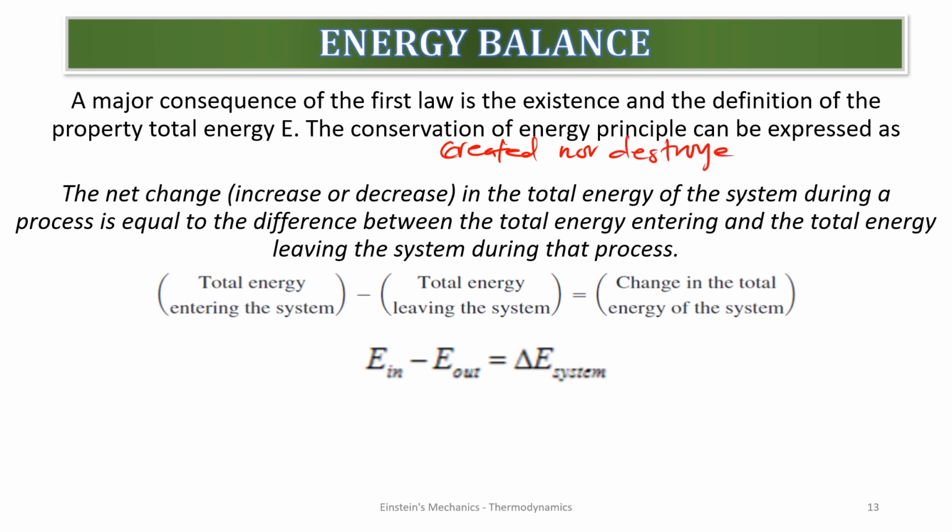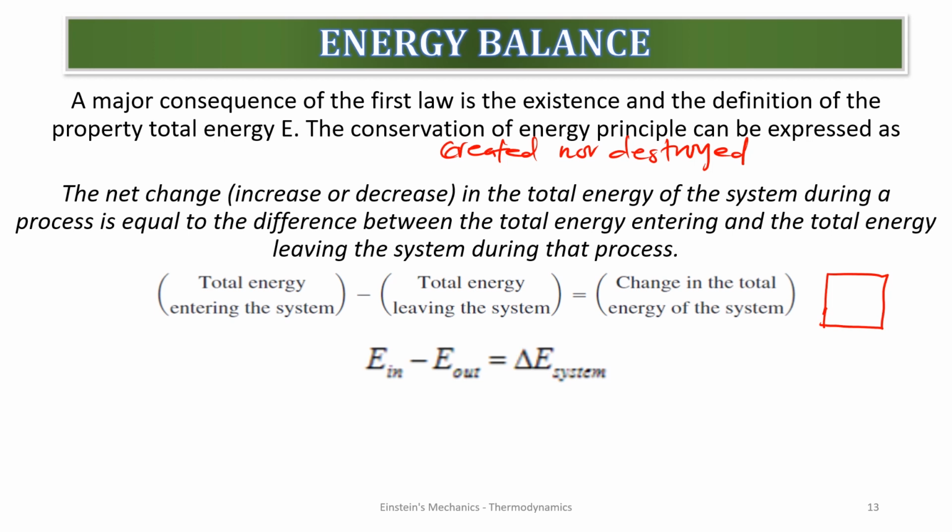Meaning within a system, the amount of energy, or the energy content within a system, can neither be created nor what? Destroyed, but can change form from one form to what? The other. Today's episode and the analysis is going to be different. Pay attention. A major consequence of the first law is the existence and the definition of the property total energy.